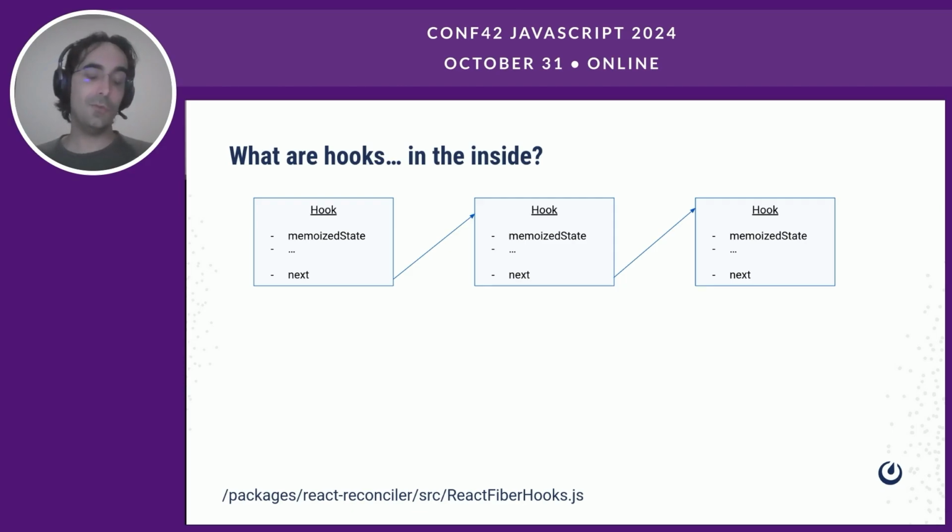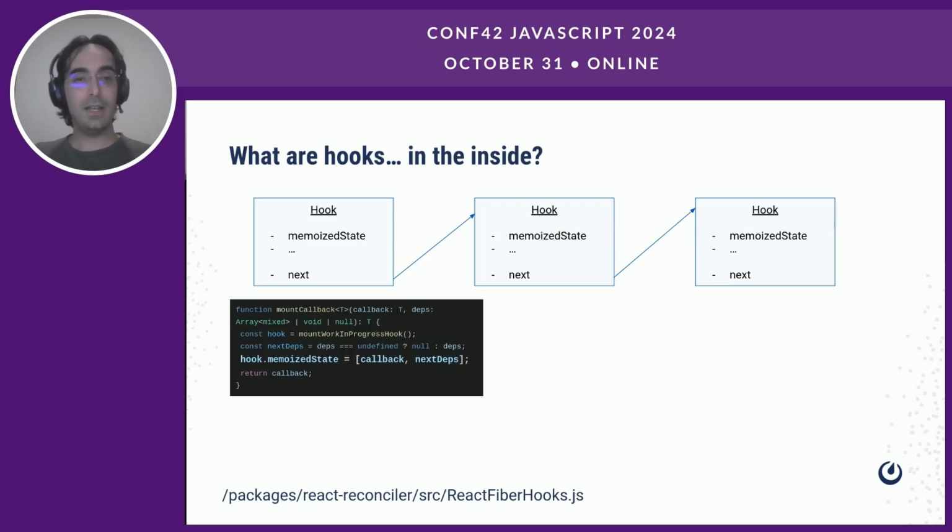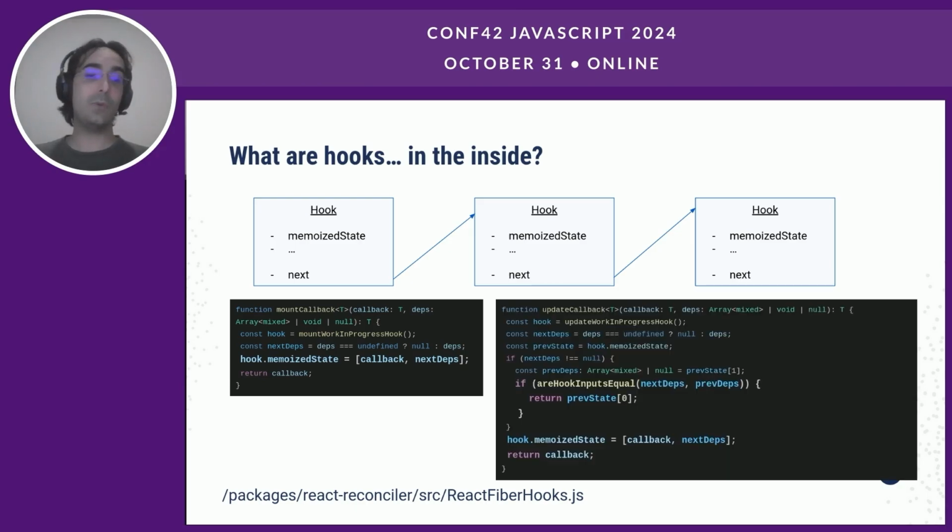That's why you are not allowed to use hooks conditionally, because if the hooks are not called in the same order, bad things happen. But what does a hook look like? For example, let's take a simple one, useCallback. Hooks have two functions, one for the mount and one for the update. The mount is the first time the hook is called, the update every time after that.